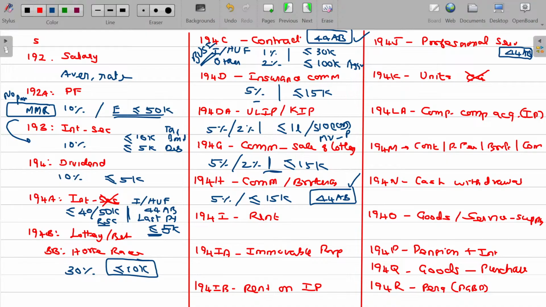Due to this, if you escape, there is a chance that you may get caught under section 194M. What are they? Contract, professional fees, brokerage and commission, the same three. If you have escaped from those three sections, then with one more additional condition, you may get caught under section 194M.